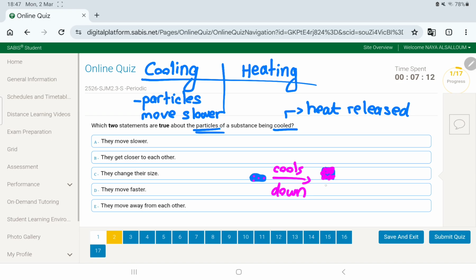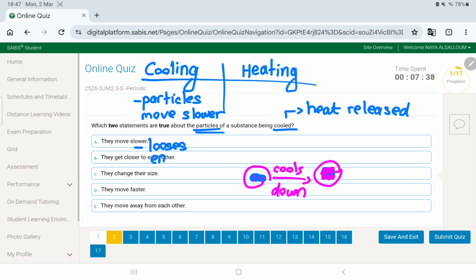Like this. Okay? So how did the particles go from this to this? Obviously, they moved slower so that the particles had the time to stick to each other. Okay? So when something is being cooled, the particles move slower. What else happens? When something moves slower, it loses energy.